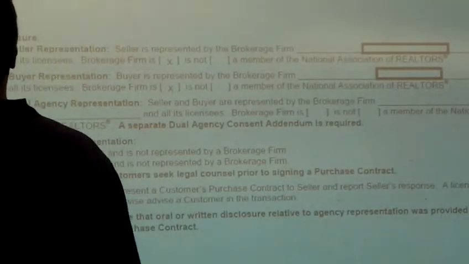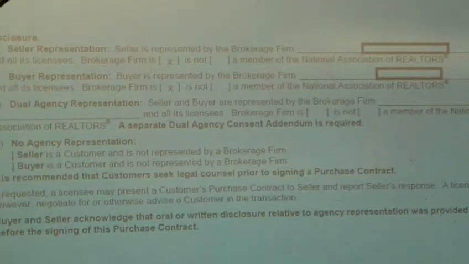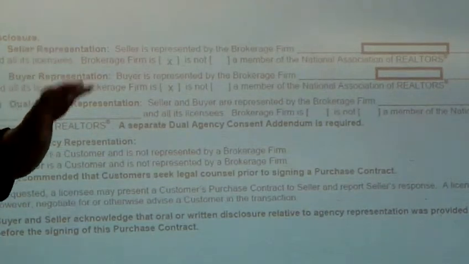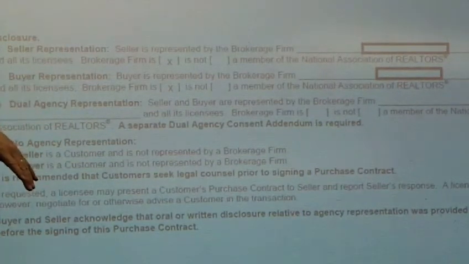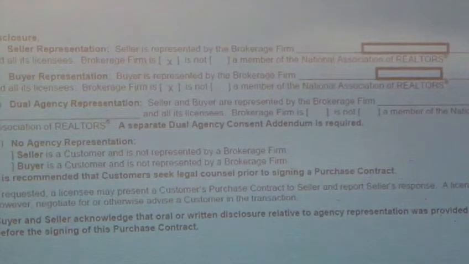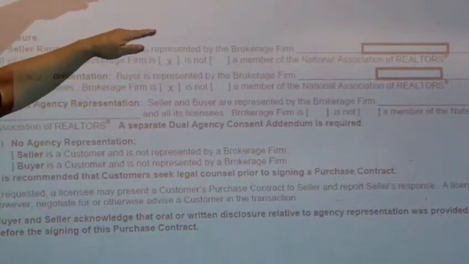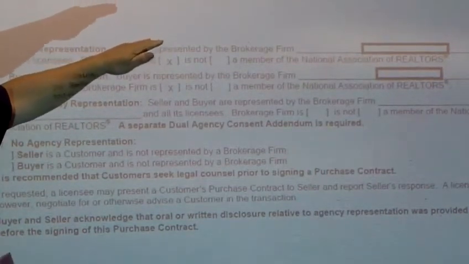Okay, paragraph 2, this is the disclosure part. The first part is just saying what agency is, what it means, and paragraph 2 is notifying all the parties who represents who. So over here, who wants to take it? Donna, why don't you start? Disclosure, paragraph A. Seller representation. Seller is represented by the brokerage firm blank and all its licensees. Brokerage firm is or is not a member of the National Association of Realtors. Okay, good. So what it's saying is seller is represented by blank. In the blank, what goes there?